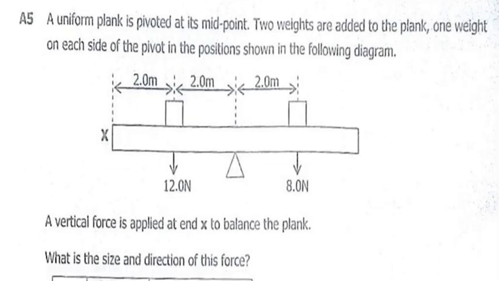A uniform plank is pivoted at its midpoint. 2 weights are added to the plank, 1 weight on each side of the pivot in the positions shown in the diagram. A vertical force is applied at an X to balance the plank. What is the size and direction of the force? Now this question is coming from moments, so you're supposed to be familiar with the principle of moments. The principle of moments says that the sum of the anti-clockwise moments must be equal to the sum of the clockwise moments.